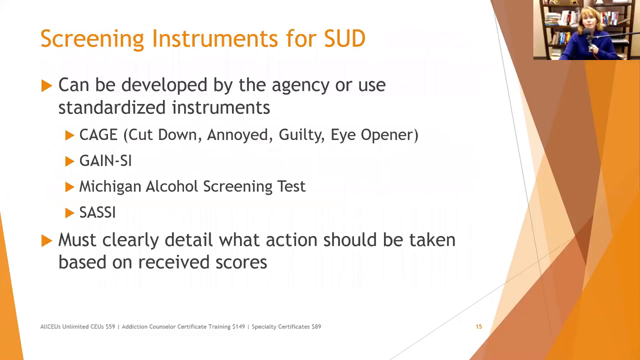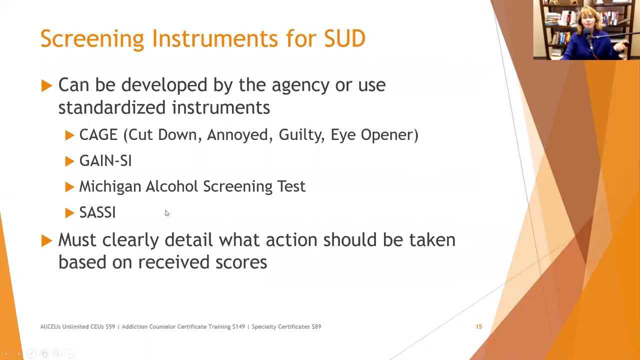Screening instruments can be developed by the agency or use standardized instruments. The CAGE is a really common one, and you ask a person, have they tried to cut down unsuccessfully? Do they feel annoyed when people talk to them about their substance use? Do they feel guilty about using their substances? And do they sometimes have to use first thing in the morning to kind of wake up? We call it an eye opener. If they say yes to one or more of those, there's a chance that they may have a problem.